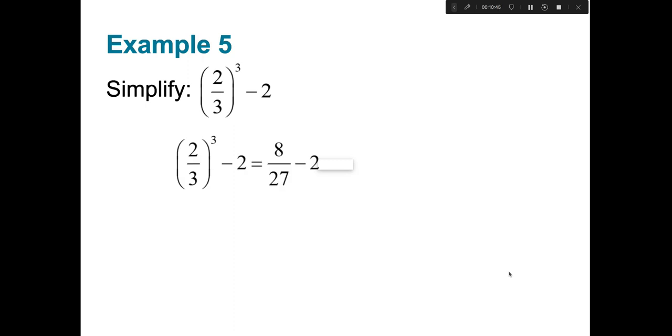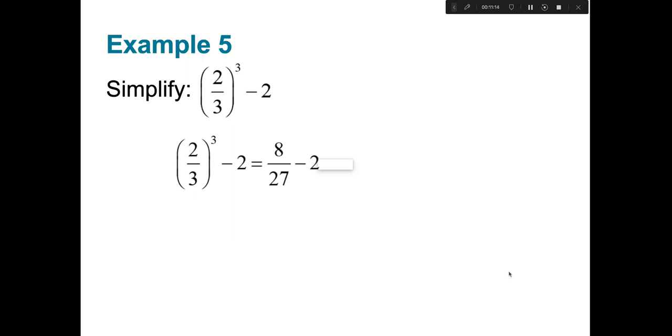So 2 times 2 times 2 is 8. And 3 times 3 times 3 is 27. So that gives us 8 27ths. I rewrite my problem, 8 27ths minus 2. How do I subtract this whole number from my fraction?